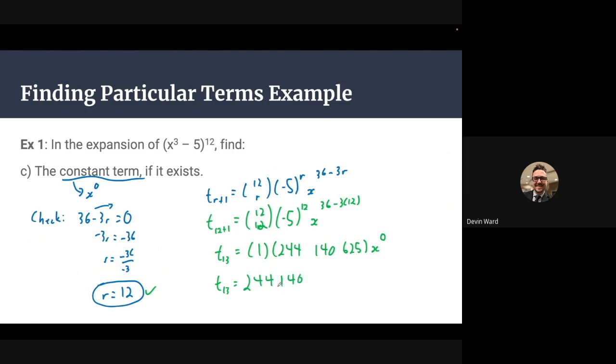I'll throw comments here to show that we're in groups of 3. Okay. So that is my final answer. The 13th term is 244,140,625.